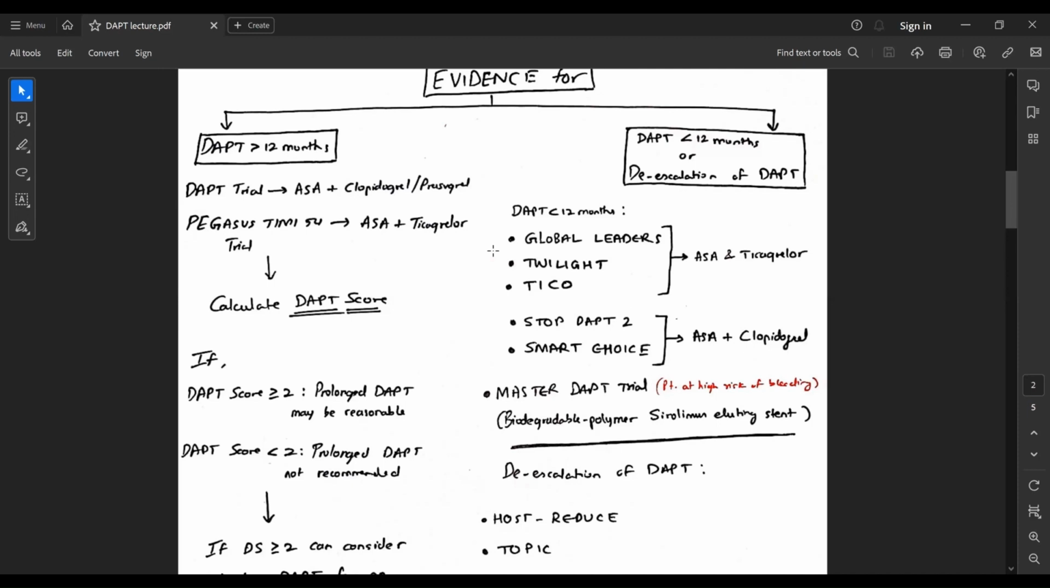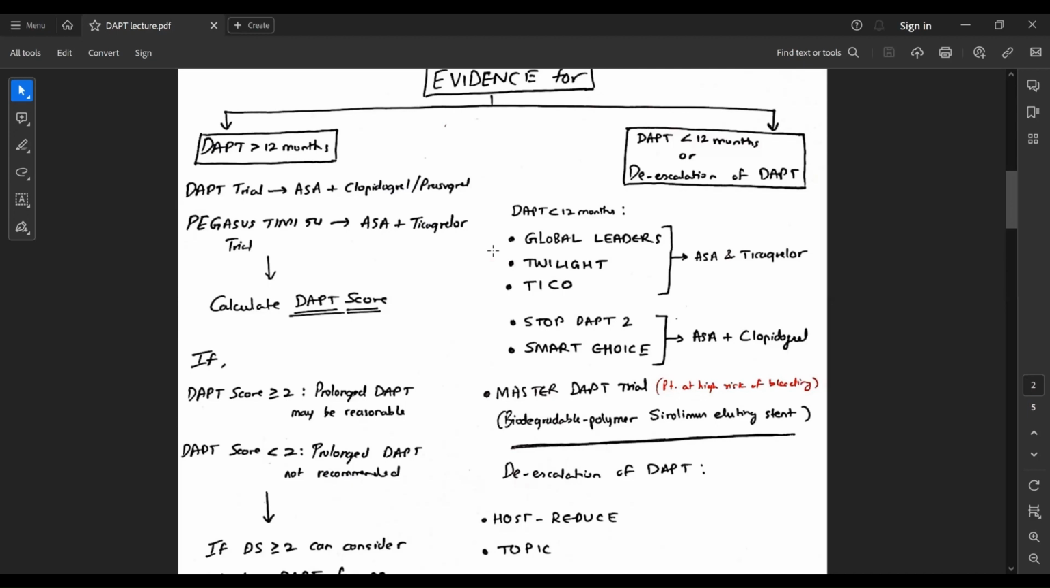The other trial is the SMART-CHOICE trial, which included, again, almost 3,000 patients, with 58% of the patients having acute coronary syndrome, and they compared DAPT with aspirin and clopidogrel for 3 months, followed by clopidogrel monotherapy for 9 months, with DAPT with aspirin and clopidogrel for 12 months. They found that the experimental group was non-inferior to the control group in terms of all-cause death, myocardial infarction, and stroke. And the bleeding risk was lower in the experimental group when compared to the control group.